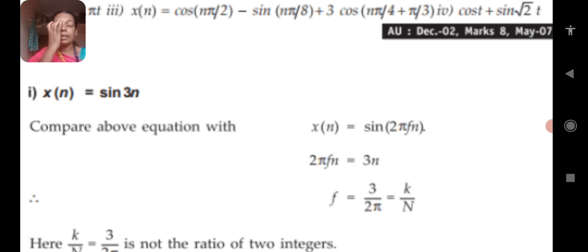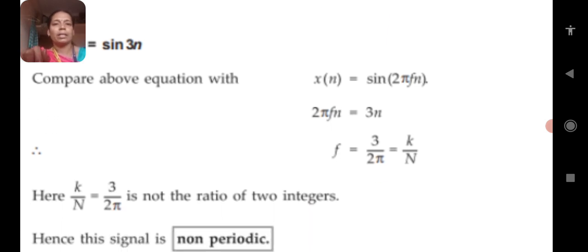x(n) is always represented as sin(2 pi f n), where the coefficient of n is 2 pi f, which is equal to 3 here. But 2 pi f n is equal to 3n, and n gets cancelled. Therefore, f is equal to 3 by 2 pi, which can be represented as k by N, where k by N is equal to 3 by 2 pi. This is not the ratio of two integers.